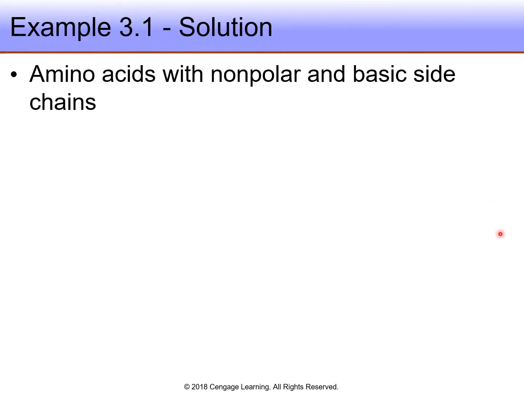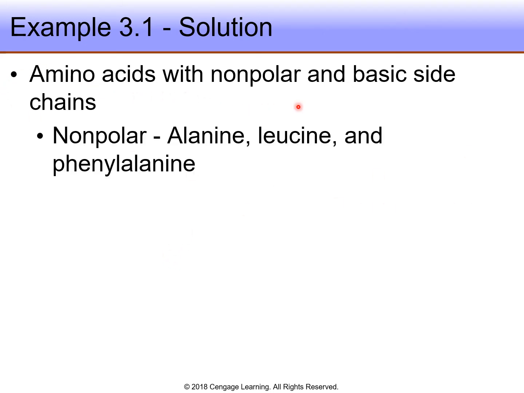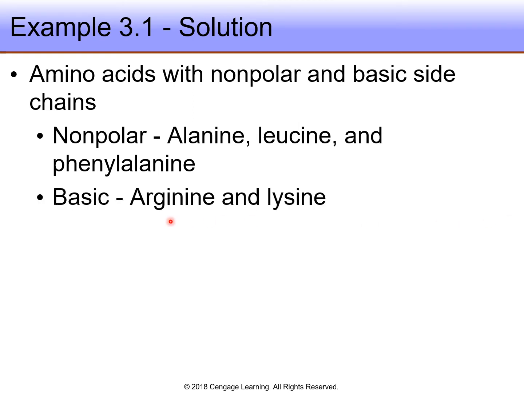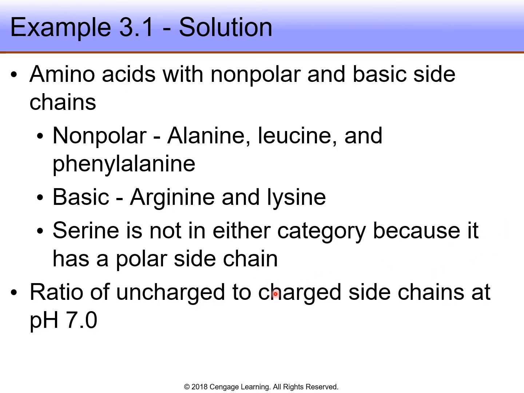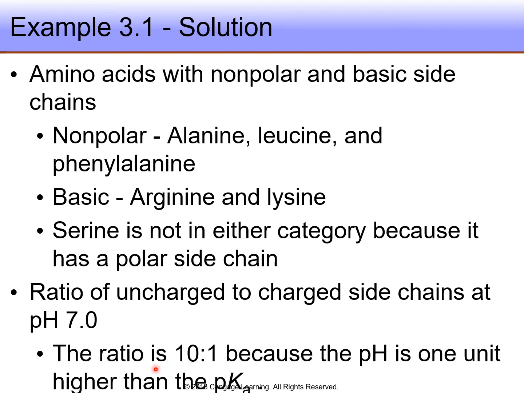And we can have the solution here. Amino acids with nonpolar and basic side chains. Nonpolar: alanine, leucine, and phenylalanine. Basic are arginine and lysine, as we said. Now, serine is not in either category because it has a polar side chain. It is polar but uncharged. Now, the ratio of uncharged to charged side chains at pH 7: if we apply the Henderson-Hasselbalch equation, pH equals pKa plus log of A minus concentration divided by HA concentration, then the ratio will be 10 to 1. Why? Because the pH is 1 unit higher than the pKa.